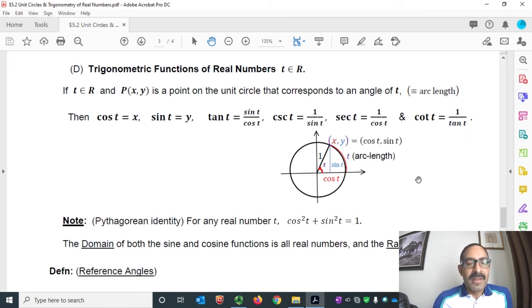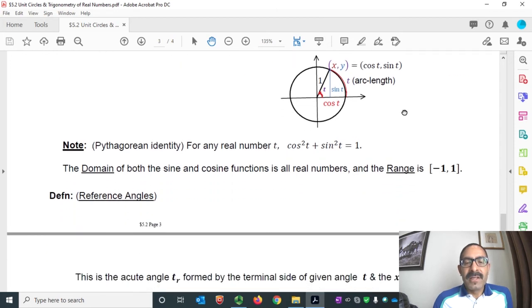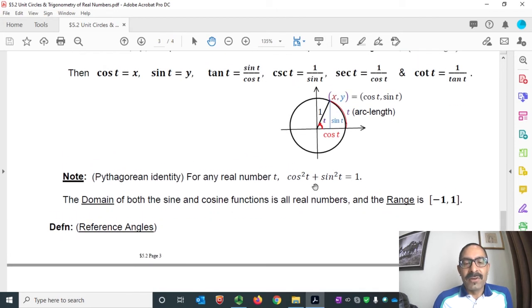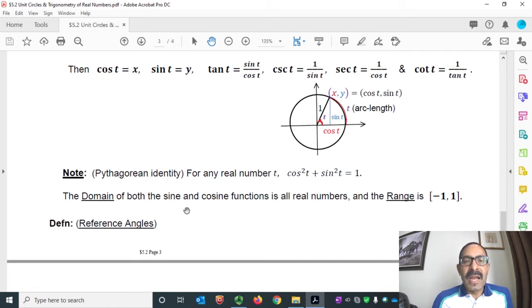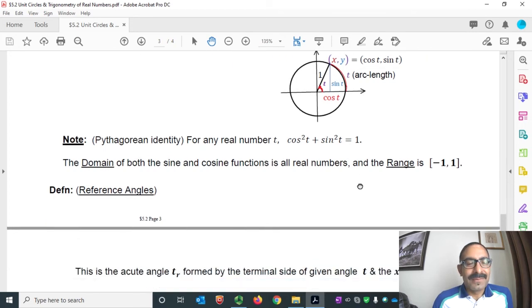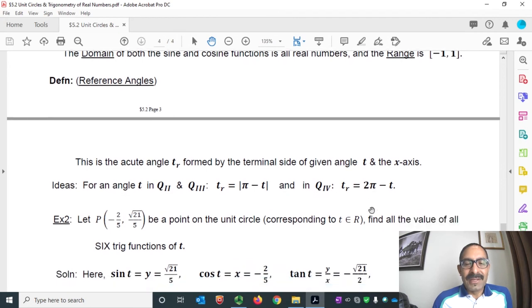Awesome. Note, for any real number t, still the Pythagorean theorem is satisfied here, which is cosine squared t plus sine squared t turns out to be 1. The domain of both sine and cosine functions is all real numbers, and the range is at least -1 to at most +1, because these are the functions in the unit circle. Great. Now next, let's talk about reference angle.